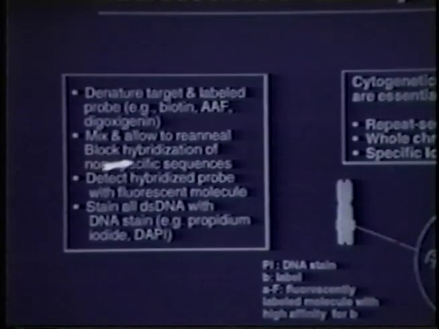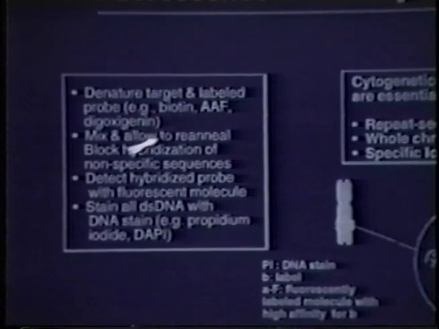Once this reaction has gone to completion, then you can detect the hybridized probe with a fluorescent molecule, and we often use molecules like fluorescein or Texas red so that they fluoresce yellow and red, and counterstain the remaining DNA with a DNA-specific dye like propidium iodide or DAPI.